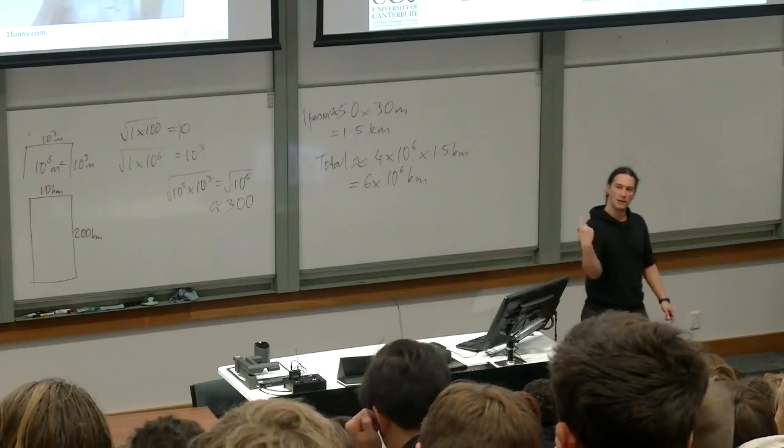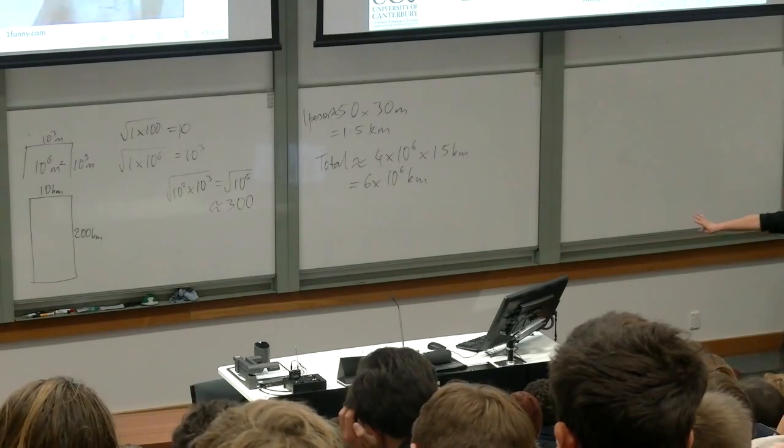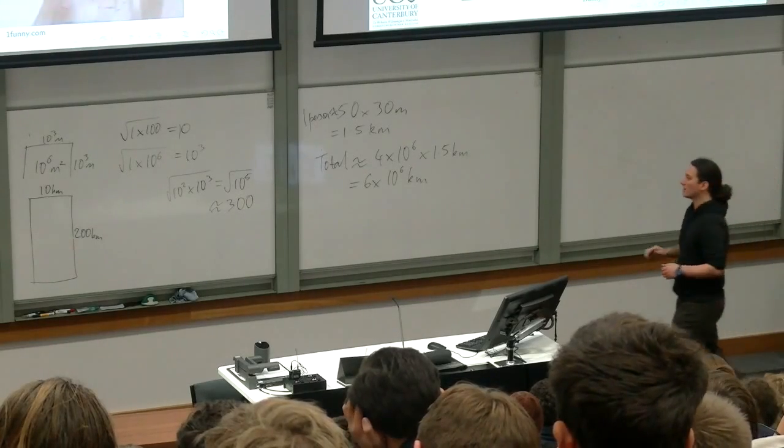And when you consider that the Earth is 40,000 k's round, this means you can wrap the Earth 150 times round with the toilet paper that we use every year just in New Zealand. That is a lot of toilet paper.